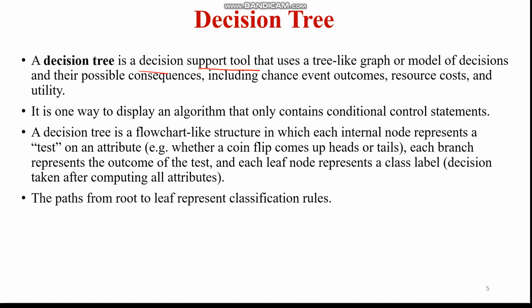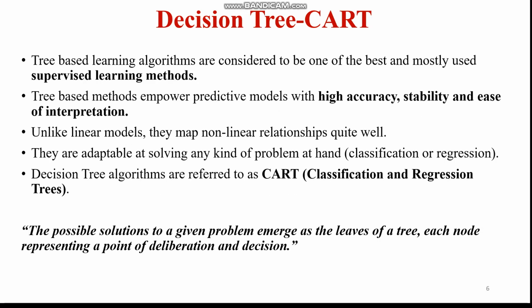It will tell us the possible events, outcomes, and the resource cost and all other utilities can be identified with the help of decision trees. So it is just a way to display an algorithm that only contains conditional control statements. It's a flowchart-like structure with internal and external nodes, where on the internal nodes we have the test conditions and on the external nodes, that is the leaf nodes, we have the resultant output. A path from the root to the leaf is known as classification rules. Decision trees are also known as CART, where CART stands for classification and regression trees.